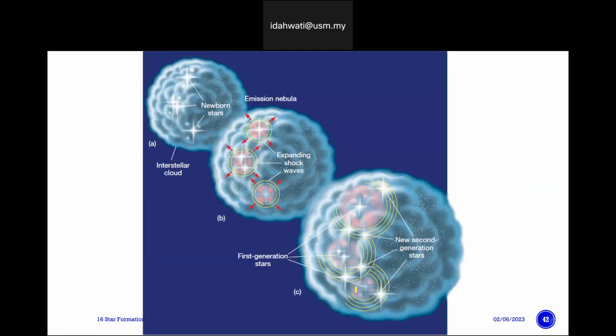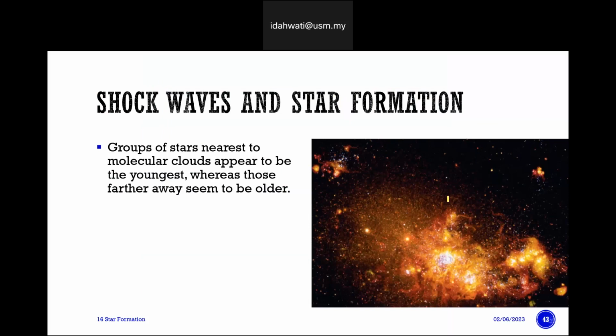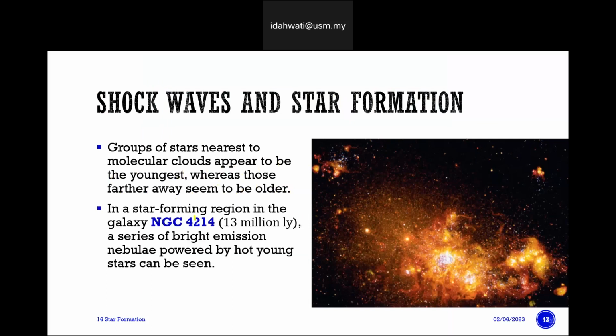As can be seen here, the newborn stars and the expanding shock wave between this area in all directions produce the first generation of stars and also the next generation of stars. So the group of stars nearest to the molecular clouds appear to be the youngest, whereas those further away seem to be the older ones.